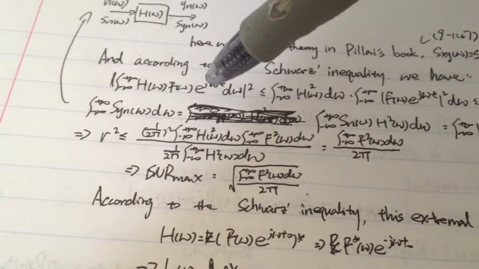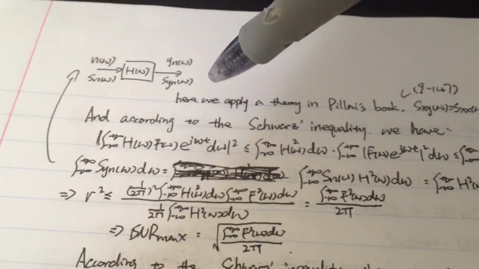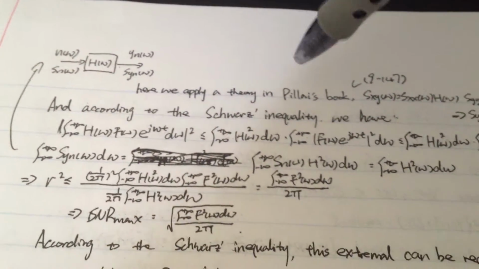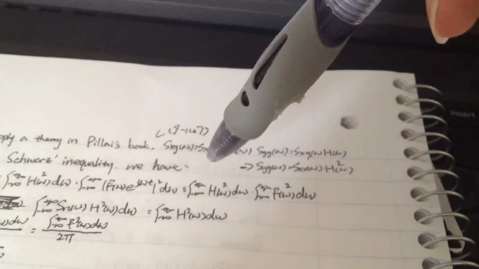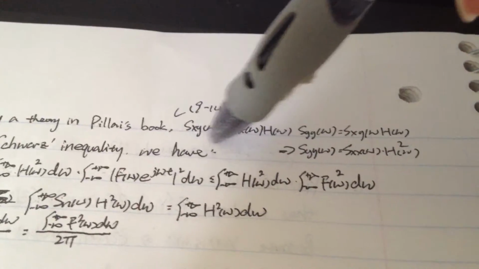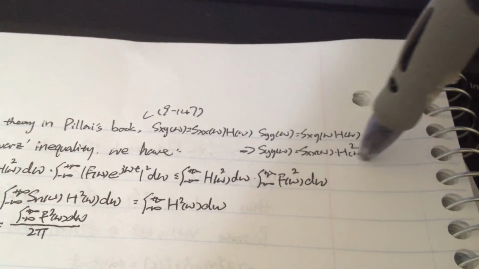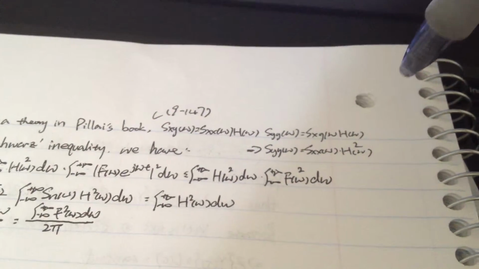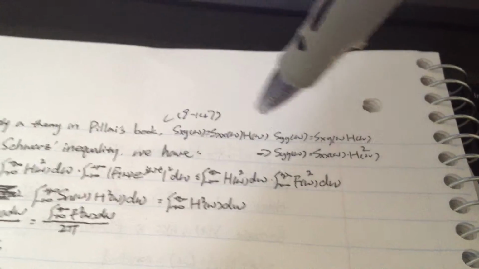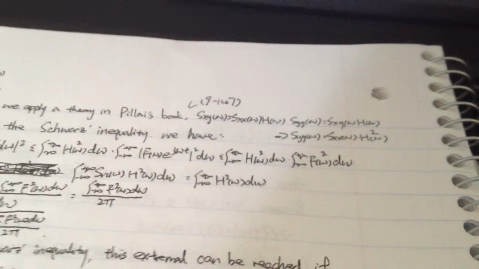And for this one, we apply a theory in Papoulis's textbook, which is this one equals the product of these two parts, and for this theory, we can also prove it briefly.